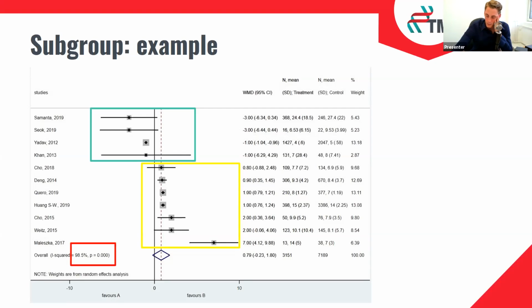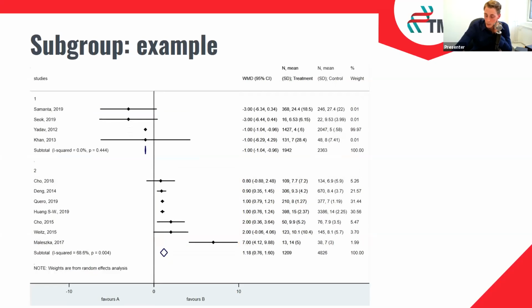In this example, we can see that our result is non-significant because the blue diamond crosses the zero line. So when we make a subgroup analysis, we can see that the results are significant for the two groups separately. For the first group, the diamond is too thin because of the small confidence interval. That is why it seems to be a line instead of a diamond.